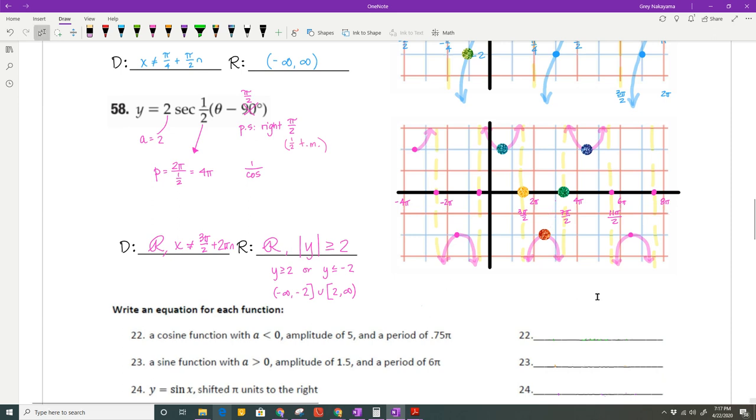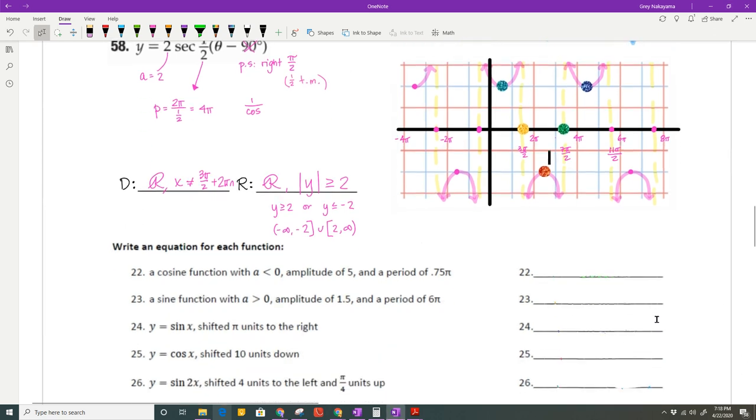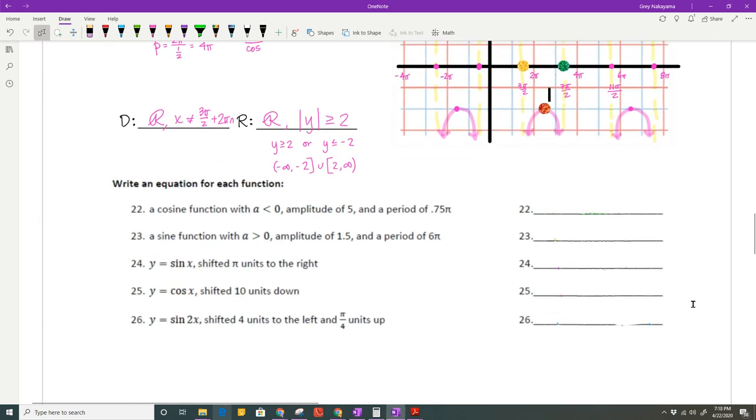Okay, write an equation for each function. Oh my goodness, I forgot to turn that off before I started video, and I'm almost done, so I'm not going to stop. Okay, write a cosine function with a being negative, less than 0, amplitude of 5, so that's my a value, and a period of 0.7 pi.